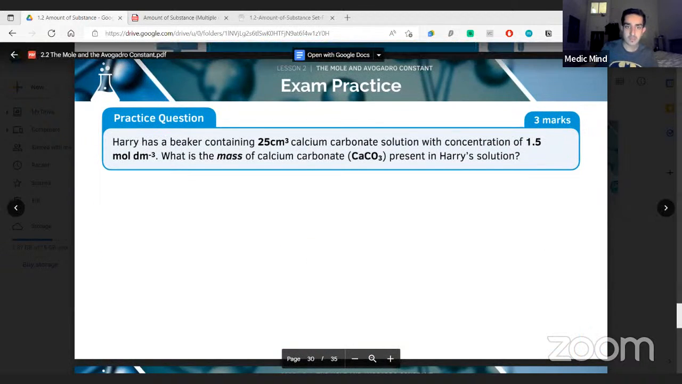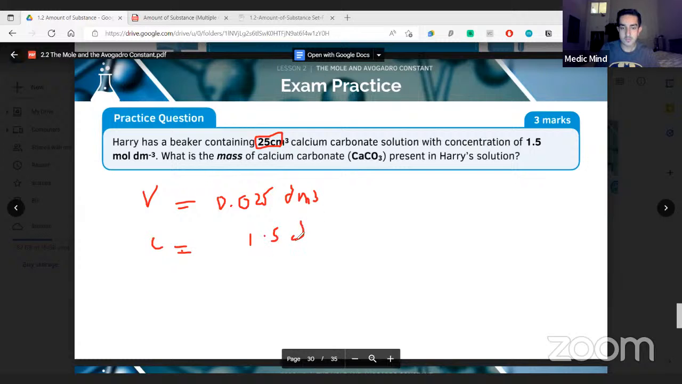So let's do this together, because this one is a more complex question. So 25 centimeters cubed is equal to 0.025 decimeter cubed, is the volume, and the concentration equals 1.5 mole per dm cubed.